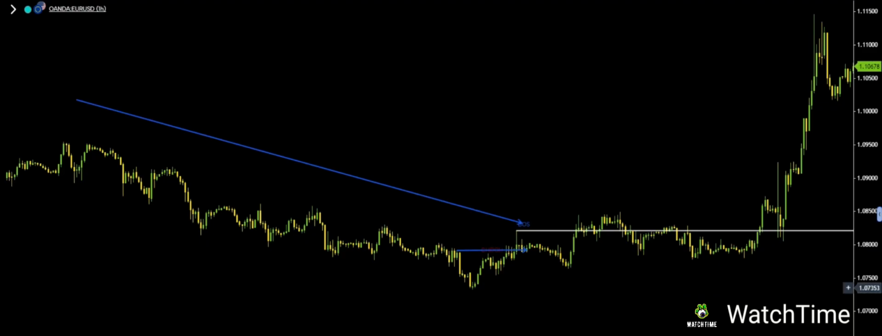Final thoughts on weakened zones. Avoiding weak zones is critical to keeping your risk low. When you focus on fresh, high-quality zones and avoid those that have been tested repeatedly without solid confirmation, your chances of success go way up.